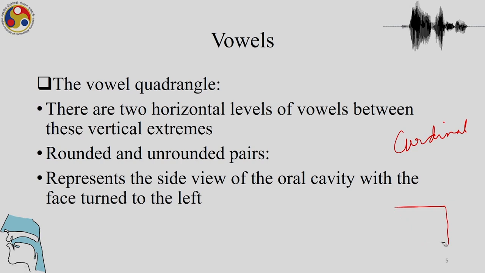And then after that, we can talk about rounded and unrounded vowels and how they are represented in this vowel space, because this vowel space only talks about these extremes. Roundedness involves the lips, which is outside of this vowel space.